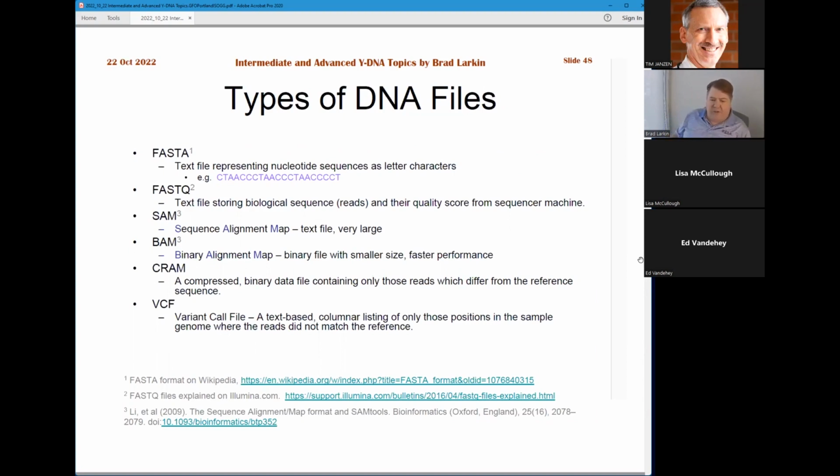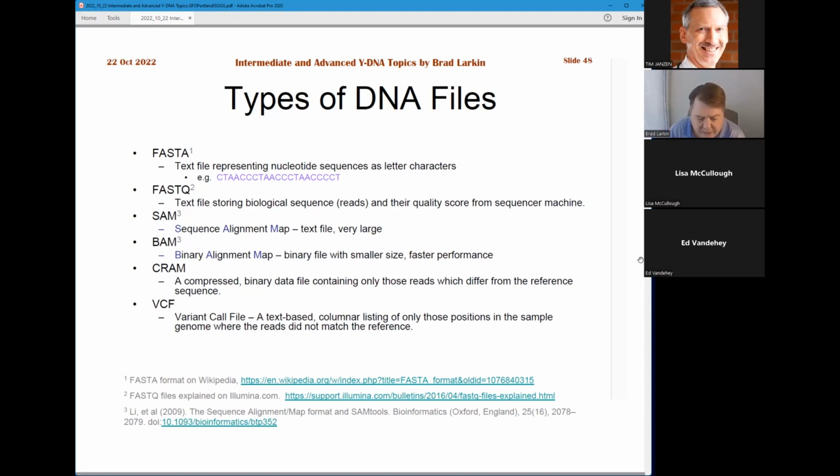FASTA files, a text file, it just represents nucleotide sequences as character letters, C, T, A, A, C, C, C, C, T. FASTQ is a text file for storing the reads and their quality score, and it's what comes off of sequencer machines. The SAM, or sequence alignment map, is a text file, very large, but it's basically a compilation of all those reads. The binary alignment map, BAM, stores data as binary at smaller size, faster performance. CRAM is a compressed binary data file containing only those reads which differ from the reference sequence.